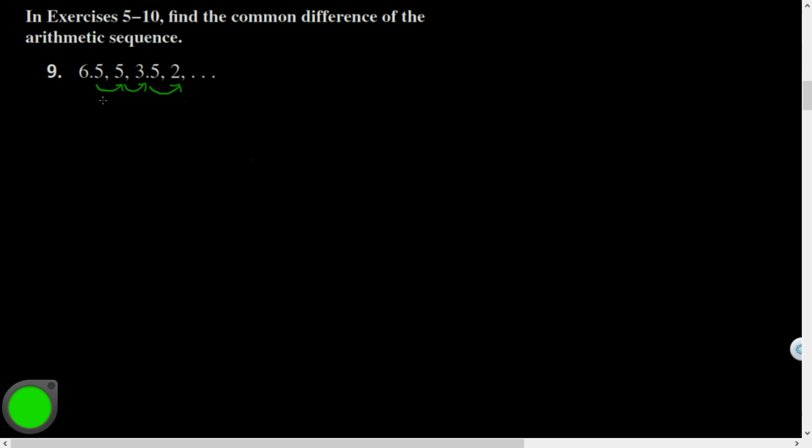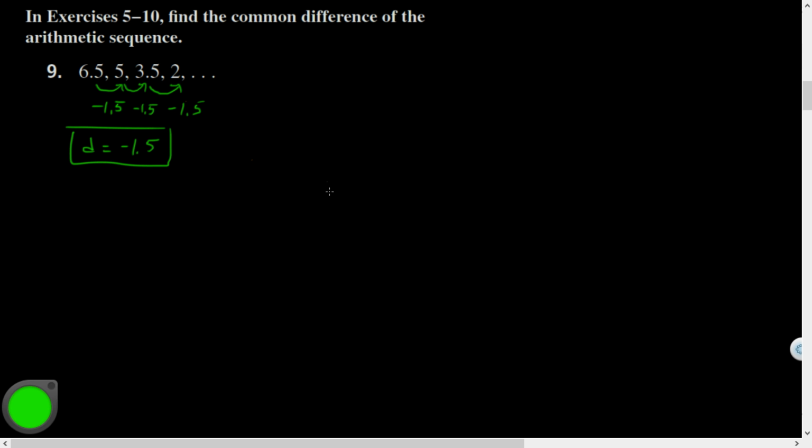All right, 6.5 to 5, it looks like it reduced by 1.5, right? And it looks like the same thing happened, minus 1.5 and minus 1.5. So my common difference, D, is negative 1.5.